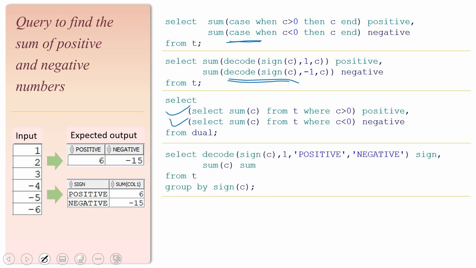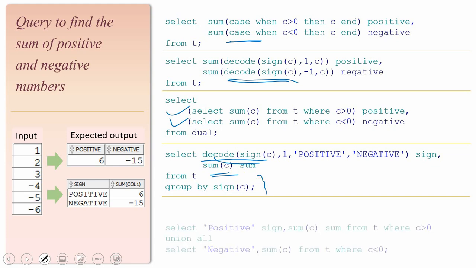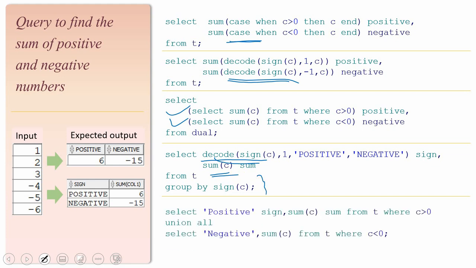The next two statements are basically to display the sum of positive and negative numbers in two different rows. Here we are using the decode and sign functionality to get the positive or negative, and the sum to aggregate, and then we are grouping based on the decode and sign functionality. The next one, we are writing two queries, one to get the positive numbers and another to get the negative numbers, and we have used the union all set operator. In fact, you can implement it in many more methods, but I would suggest this is more than enough from an interview point of view.